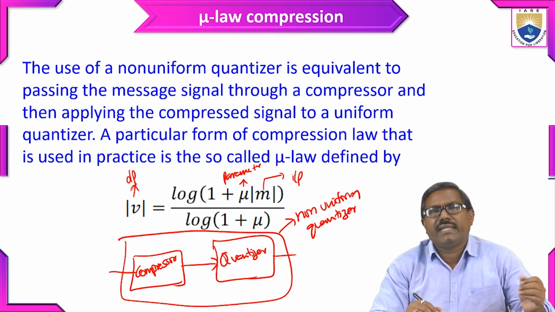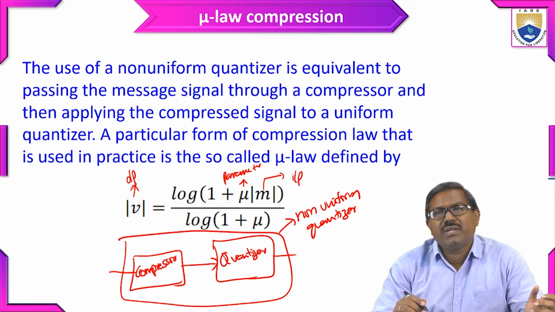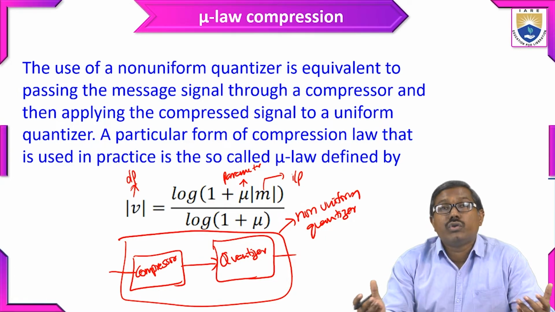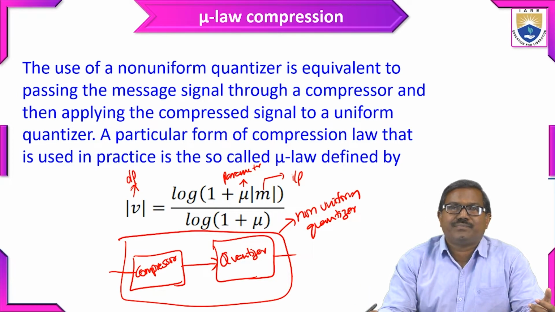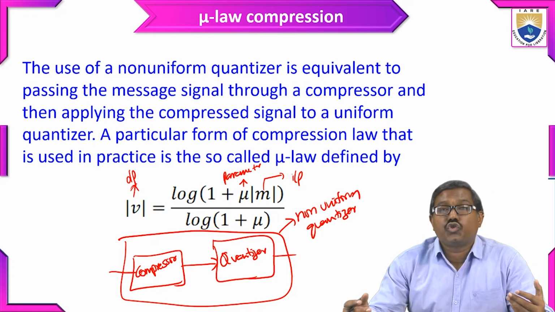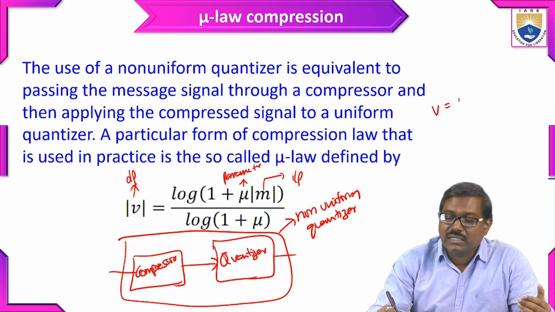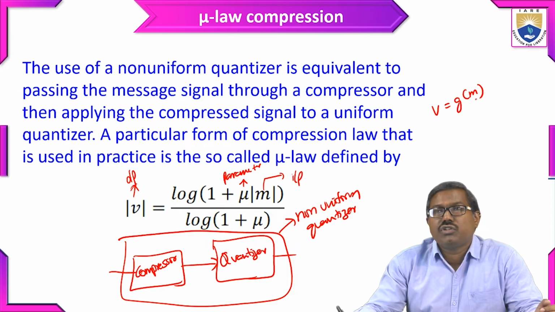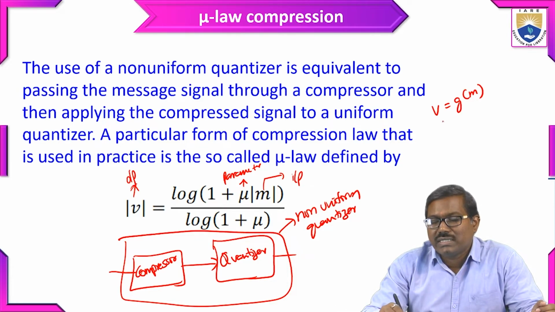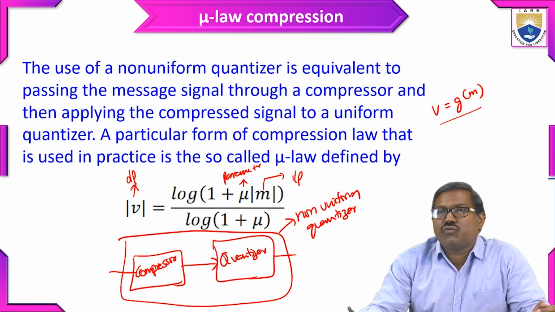So there is no compression. No compression is done means it is similar to the uniform quantizer. Here my aim is to show the steps. Why? Because generally V is equal to G of M. This is the staircase-like graph which is produced with this quantizer.